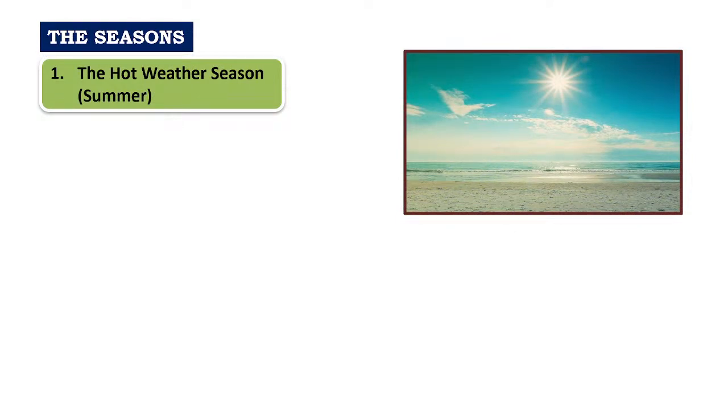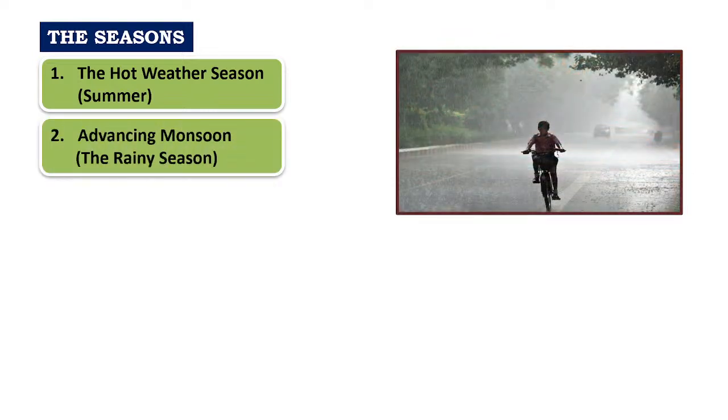Hot weather season. Okay, see now, yesterday I showed you in India we have rains from which month to which month? June to September. Is it summer rain or winter rain? Yes, the answer is summer rain. So the southwest monsoon winds are also called summer rain. Next, we have the advancing monsoon, the rainy season here.